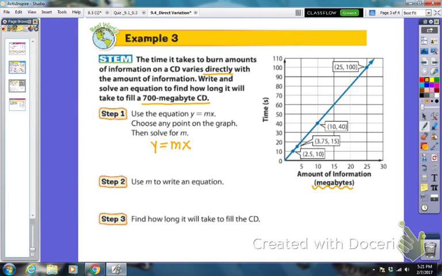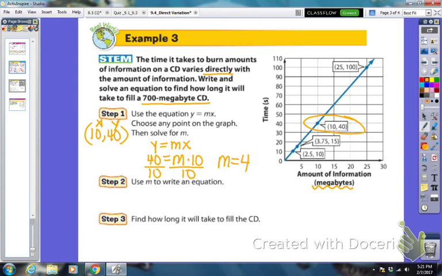Choose any point on the graph. So let's choose this point here, 10, 40. 10 represents the x value, and y is the 40. So I'm going to replace what I know. I know y is 40. I don't know the m, but I know x is 10. Divide both sides by 10, and you get the constant is 4. So to write my variation equation, you're just replacing the m with 4. So in general, y equals 4 times x.